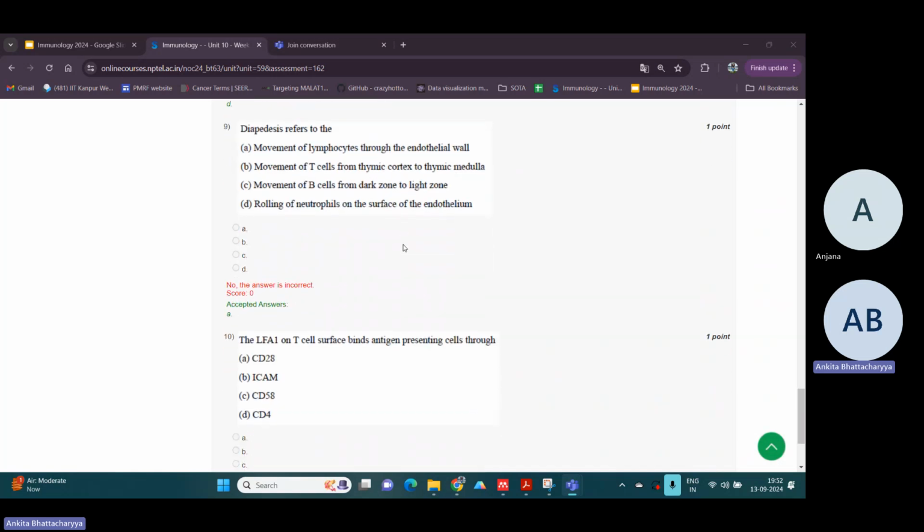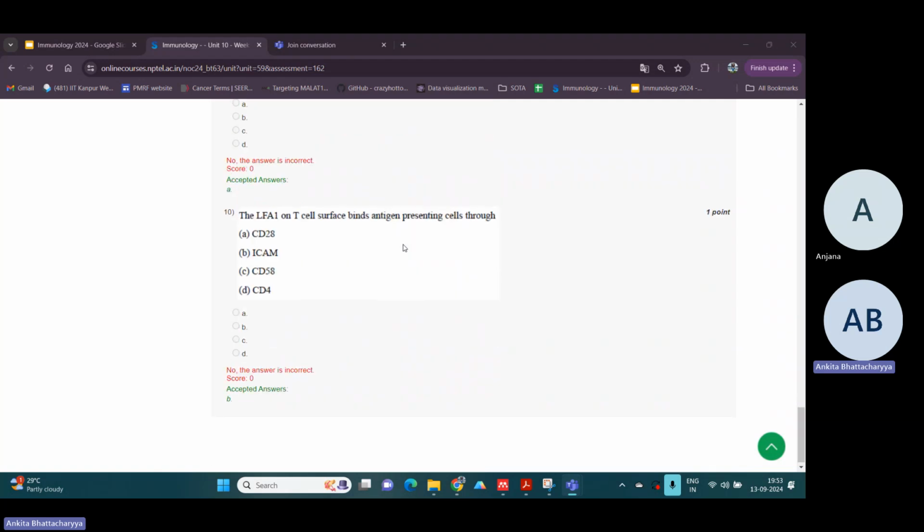So diapedesis is the movement of lymphocytes through the endothelial wall, movement of T cells from thymic cortex to thymic medulla, movement of B cells from dark to light zone, or rolling of neutrophils on the surface of the endothelium. So this is simply the movement of lymphocytes through the endothelial wall. If you remember the schematic shown by Professor Shrudeep in the lecture, it demonstrated how they squeeze themselves through the gaps between the cells of high endothelial venules and move towards the other side. So that is the correct answer.